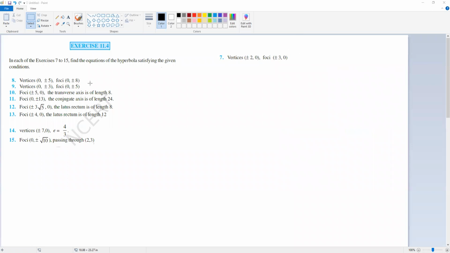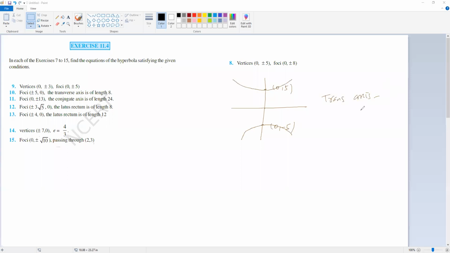Next question. We have to draw a rough picture. Vertices is 0, comma plus or minus 5. So 0, comma 5, 0, comma minus 5. So from this you will understand transverse axis is vertical.